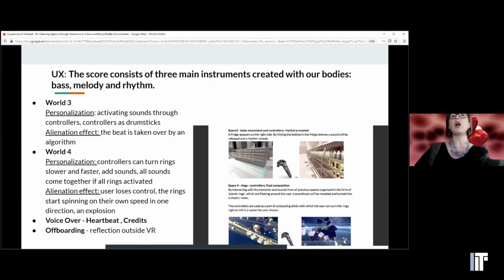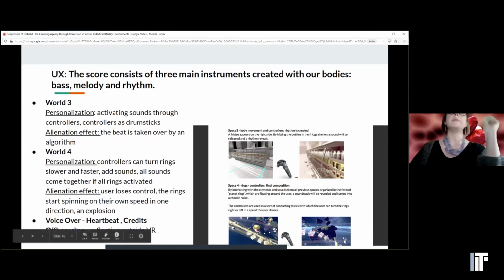In world four, in the final world, all sounds come together. And the personalization is controllers can turn rings slower and faster. You can add sounds and all sounds come together if all rings are activated. The alienation effect is user loses control once the rings start spinning on their own speed in one direction. And at the end, there is an explosion, voiceover, heartbeat, and credits.